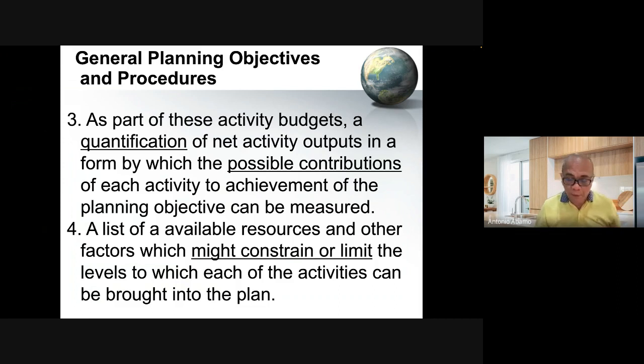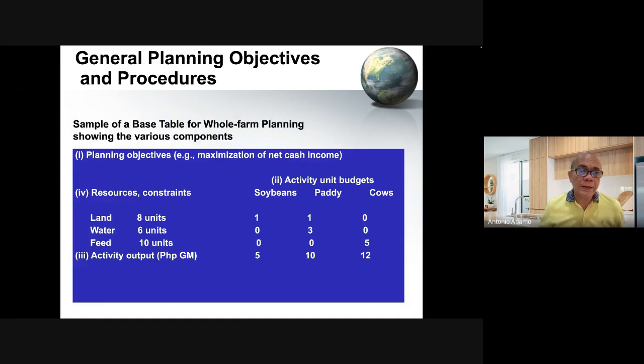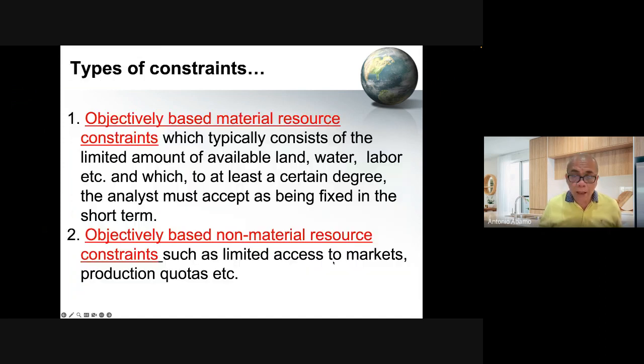Very, very important. Now, just like this one, these are the list of possible activities, these are the limiting resources, and then there are coefficient units. Then the type of constraints could either be objectively based on material resource constraint.